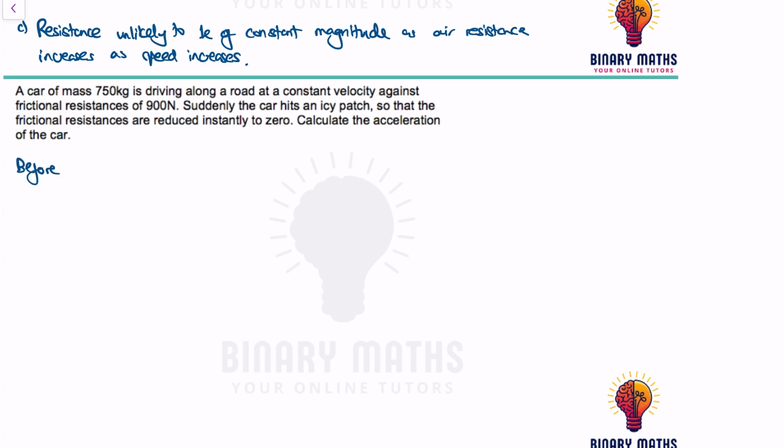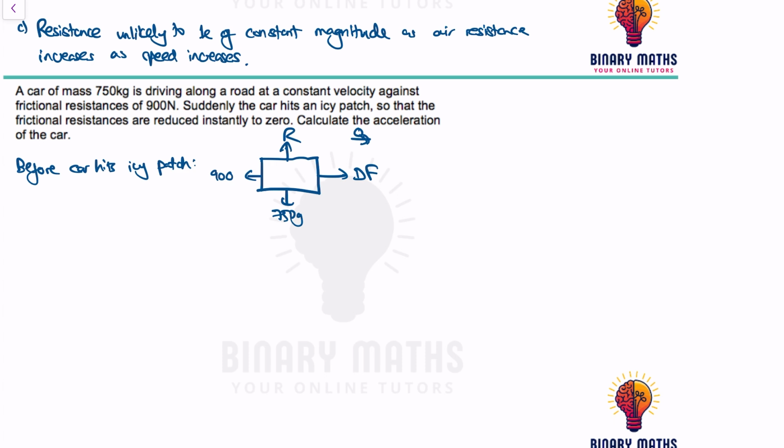Before the car hits the icy patch, if I draw the diagram, then we've got the car has weight 750g. Reaction force here. We've got a driving force that we don't know, so let's just call it driving force. And we have a frictional force, which is 900 newtons. It's traveling at constant velocity, which means acceleration is 0.